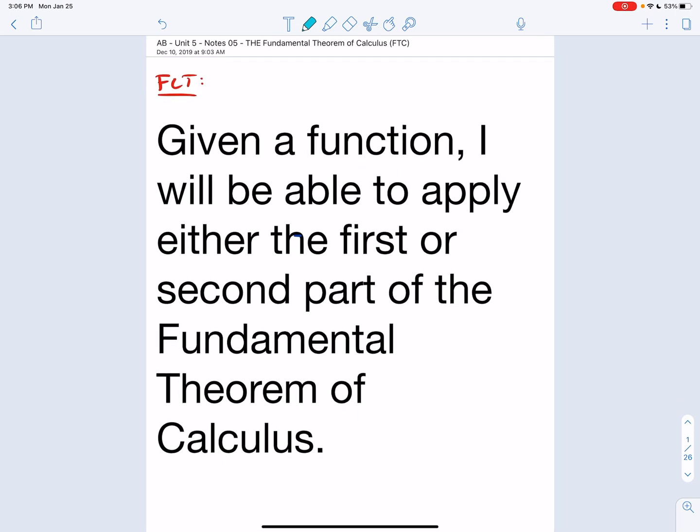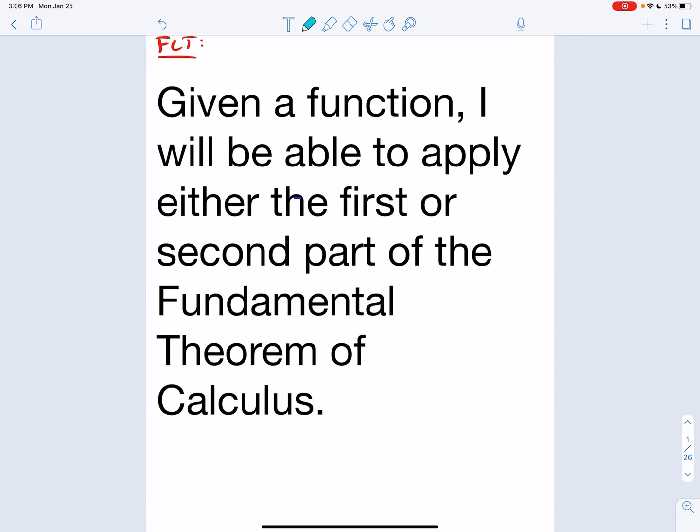Go ahead and write down your FTC here and then press play when you're ready. This is basically how everything connects, okay? So this is how we're going to bridge that gap. And you could kind of see that bridging already in the last lesson, how derivatives are related to integrals. But this is the theorem that pretty much ties it together, okay?